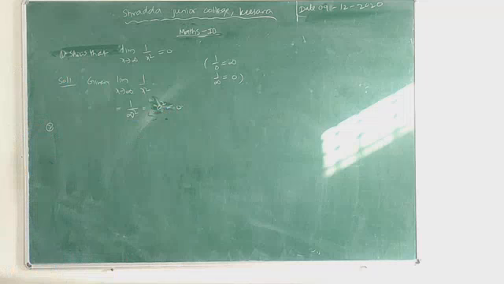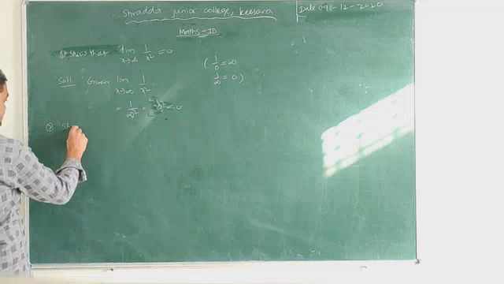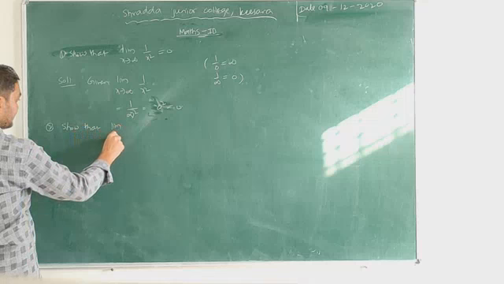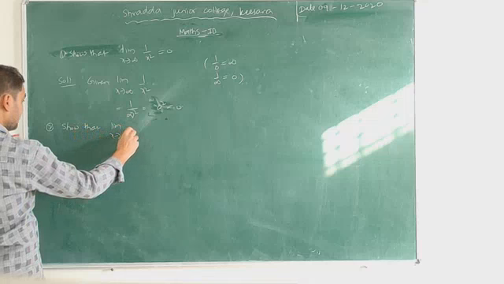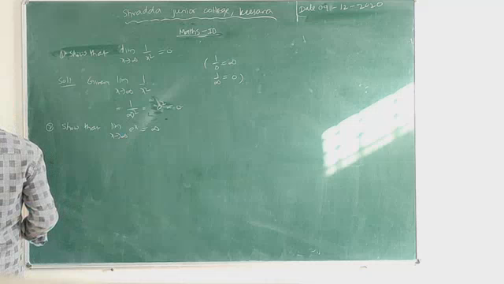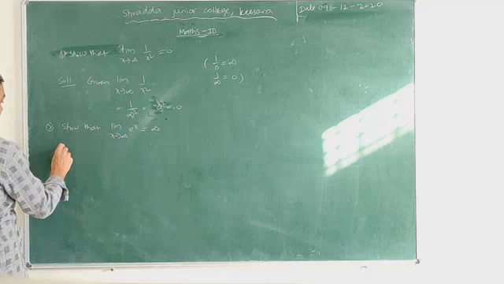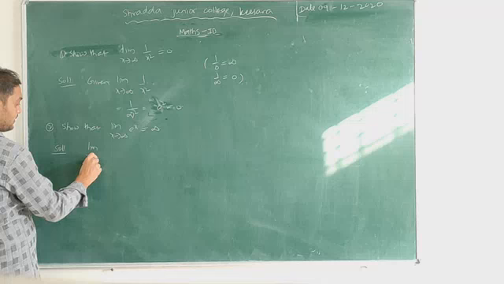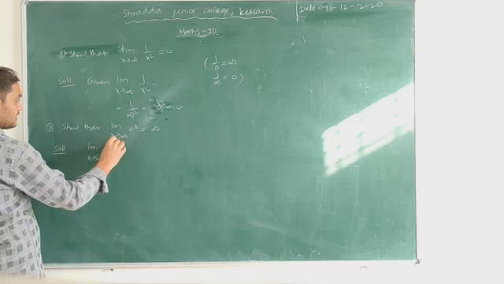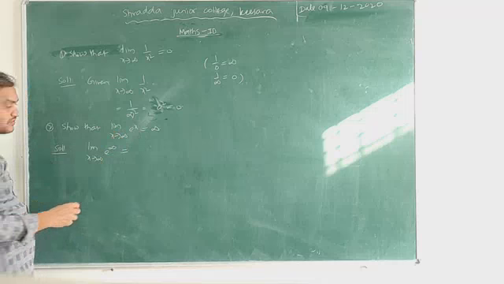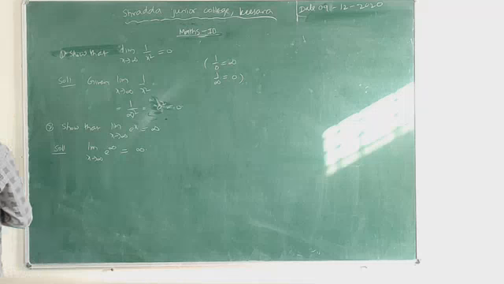Next, see the next one. Show that limit x tends to infinity, e power x equals infinity. See now, limit x tends to infinity, e power x means what? E power infinity is nothing but infinity. This is about the second one.